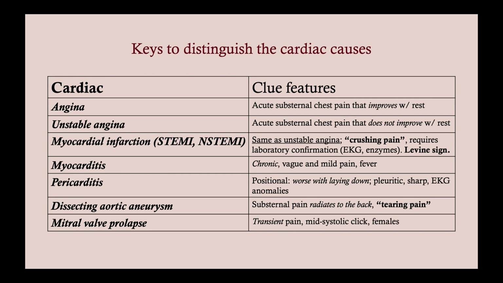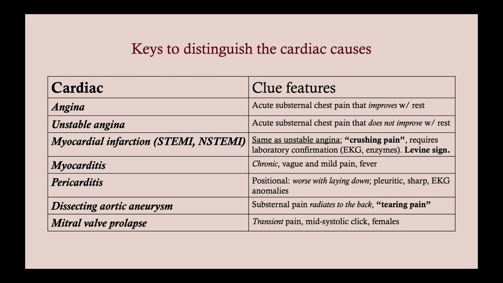All right, now what about our cardiac causes? So again, I go into all of these in later cardiology lectures, but the big one is angina. Angina is probably the most common cardiac origin cause of chest pain. And this is just acute substernal chest pain that when they sit down and rest, it gets better. So the pain comes on with exertion and goes away with rest. And it's very predictable. Comes on with exertion, goes away with rest.